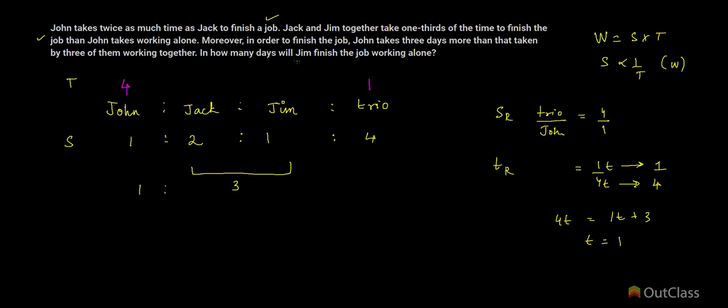They're asking how much time will Jim take to finish the job working alone. Notice that Jim has the same speed as John, so he should also have the same time as John. It should be 4 days.